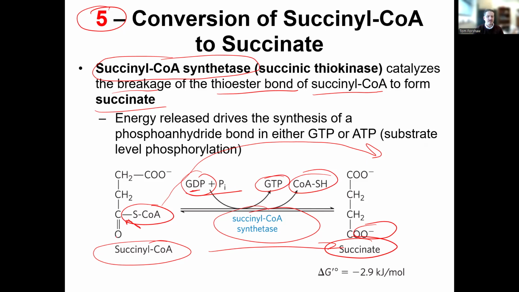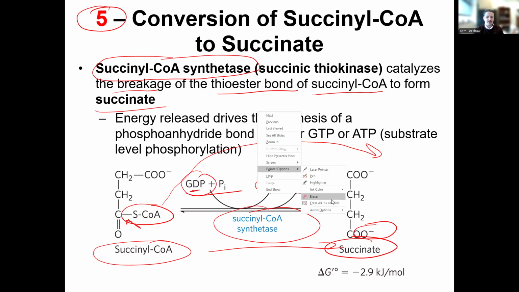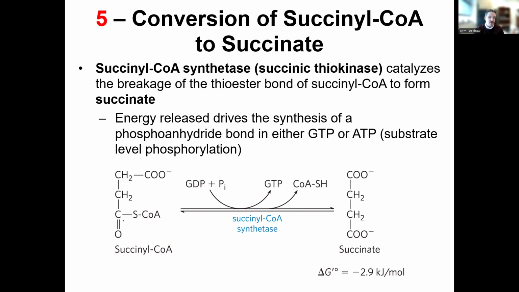So in summary, and let me clear the screen. In summary, this thioester bond is highly reactive, and it means the barrier to break it is low, so there's low activation energy, and the energy released from the hydrolysis drives forward the phosphorylation of GDP into GTP. So it acts as a kinase. Kinases are things that cause phosphorylation. In this case, the unusual phosphorylation of the nucleotide diphosphate to the triphosphate.